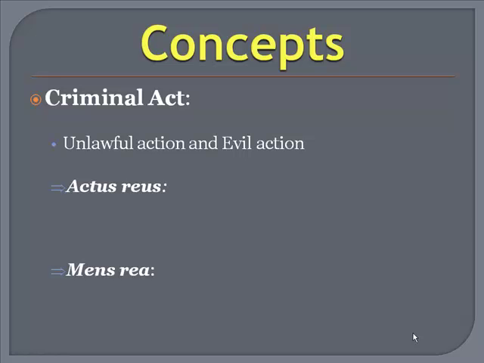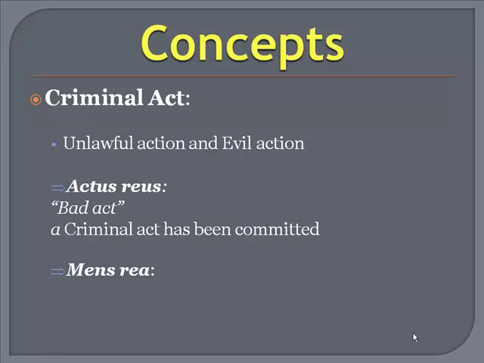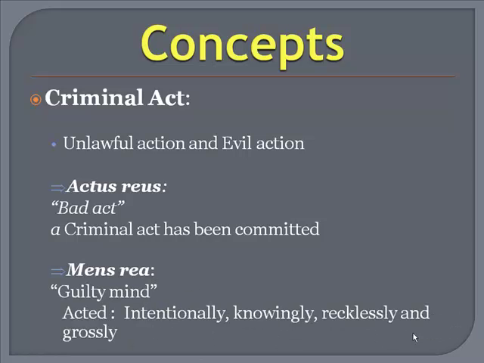On the other hand, the criminal act is an unlawful action and evil action. You will usually see those two concepts, which are actus reus. That's a bad act, translation from the Latin. It means that a criminal act has been committed, and needs to be proven. Second thing which needs to be proven is that there was mens rea, that means a guilty mind. The person intentionally, knowingly, recklessly and grossly acted to hurt somebody else.